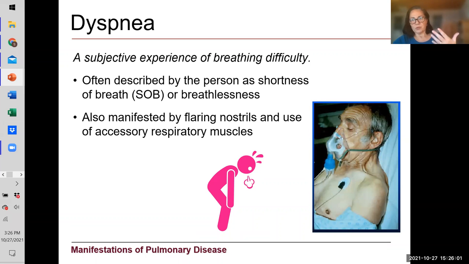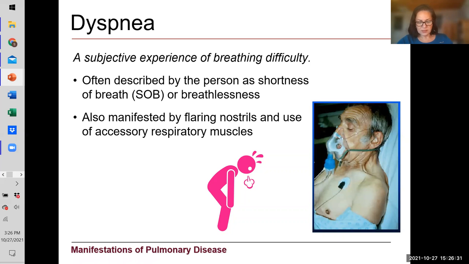If you're working with a patient who's nonverbal, for example, an infant, you might have to tap into other, more nuanced things like flaring nostrils or use of accessory muscles. The patient will start using the sternocleidomastoid muscles to kind of lift up the rib cage and help themselves with the breathing. So that's dyspnea, shortness of breath.